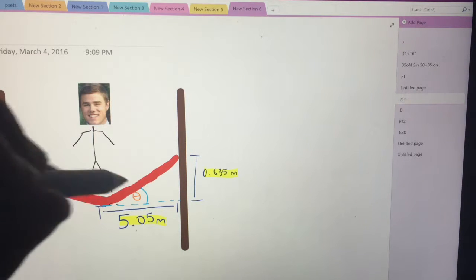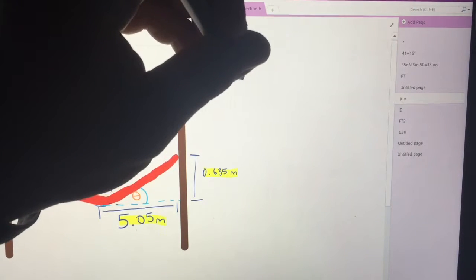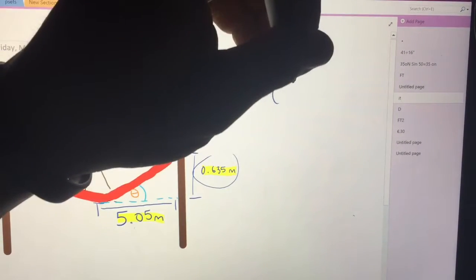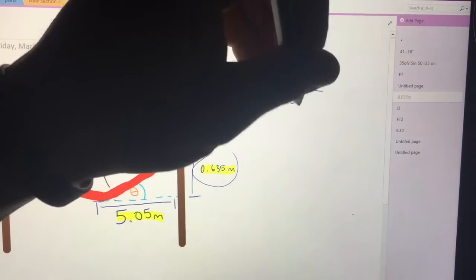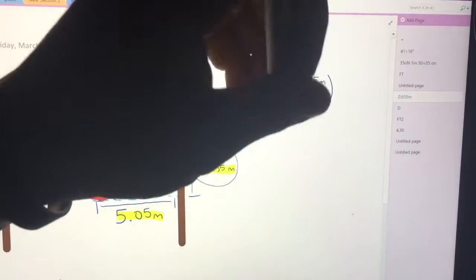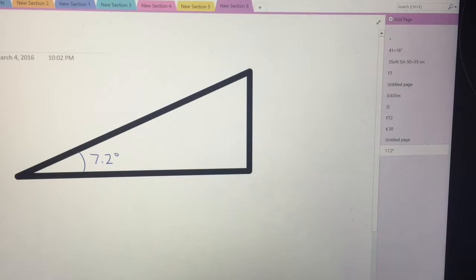So to find theta, we shall use the tan inverse of the opposite, which is 0.635 meters, over the adjacent, which is 5.05 meters. And we get that to come out to 7.2 degrees. So now, using this 7.2 degree triangle that we just solved for, we can now switch our focus away from the distances and actually plug in the forces acting on it.